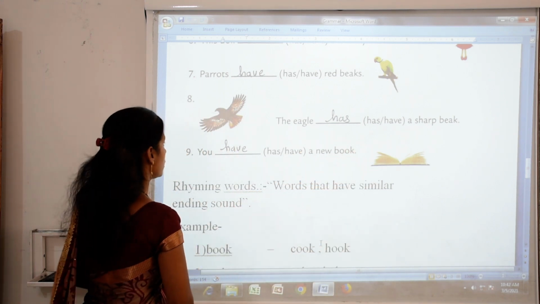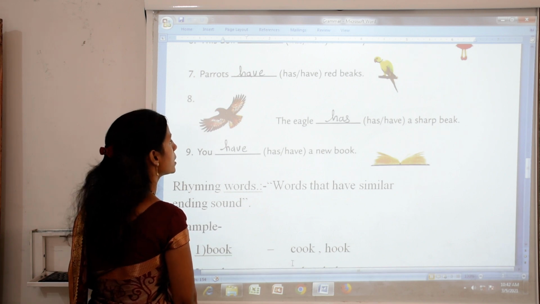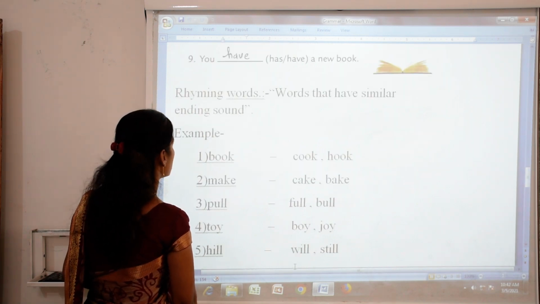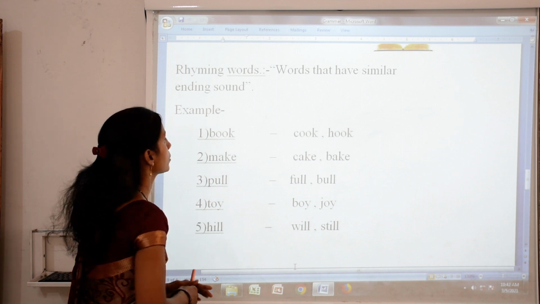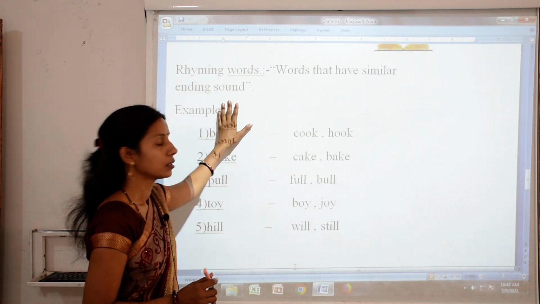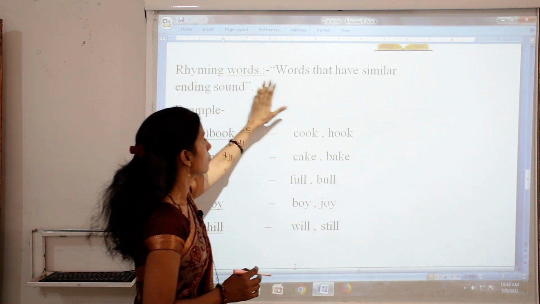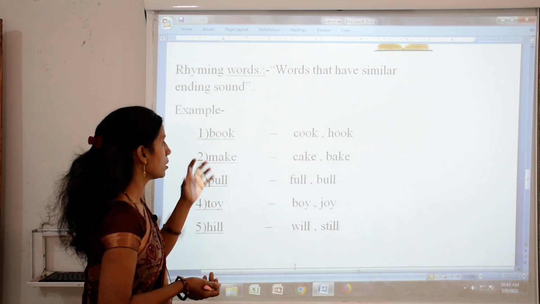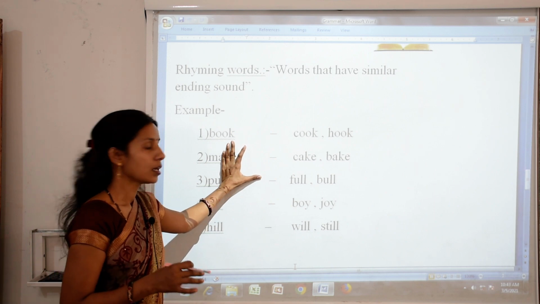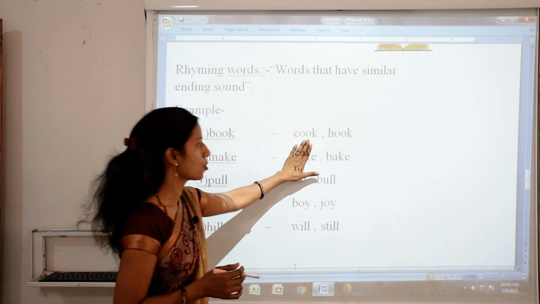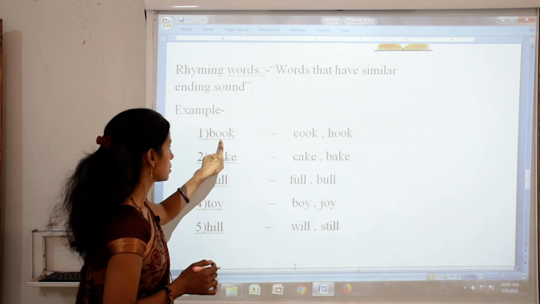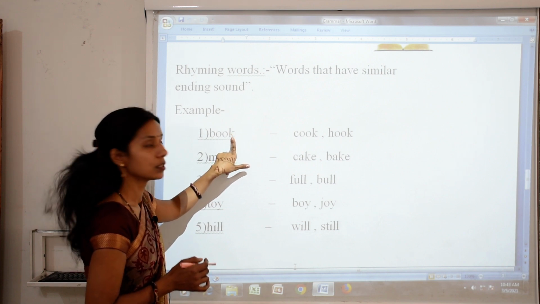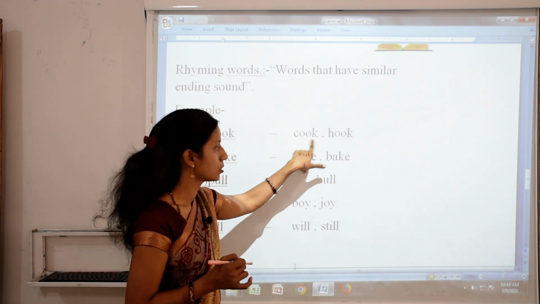Okay, so in this way we have completed have and has and is, am, are. And here one more thing for you, rhyming words. Okay, rhyming words, words that have a similar ending sound. When the ending sound of words is similar, like book, cook, hook. Here the ending sound is k: cook, book, hook.